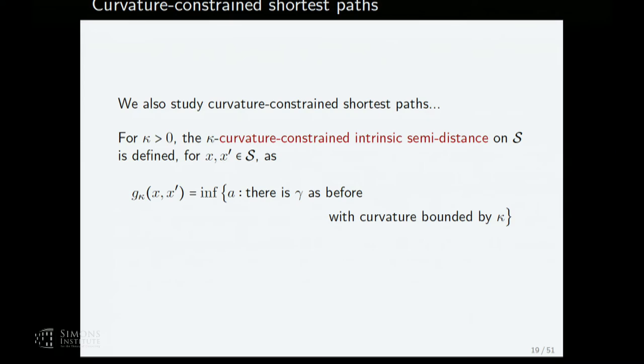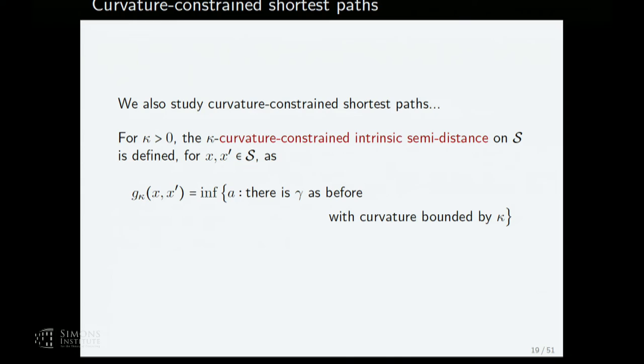So let's define first the continuous quantity, which is the kappa curvature constraint intrinsic semi-distance on S. If you have x and x prime on S, you look at the shortest curve between x and x prime on the surface, but that has curvature pointwise bounded by kappa. Okay. So same as before, but you add the constraint that the curve cannot have corners in particular, and cannot curve too much.